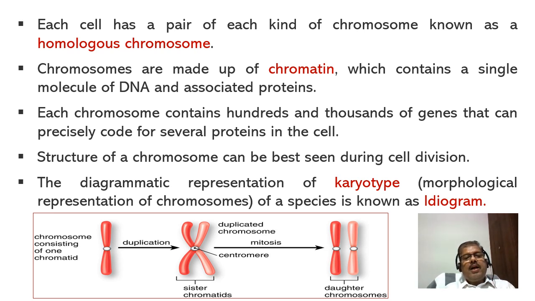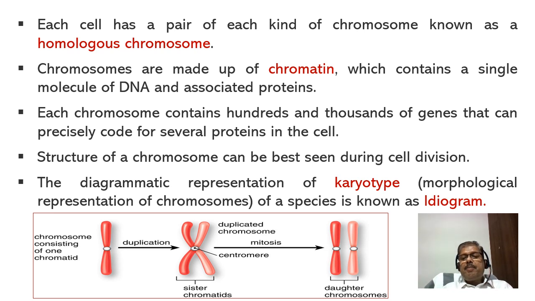Each cell has a pair of each kind of chromosome, known as homologous chromosomes. The chromosomes are made up of chromatin, which contains a single molecule of DNA associated with proteins. Each chromosome contains hundreds and thousands of genes that can precisely code for several proteins in a cell. The structure of a chromosome can be best seen during the mitosis of cell division.